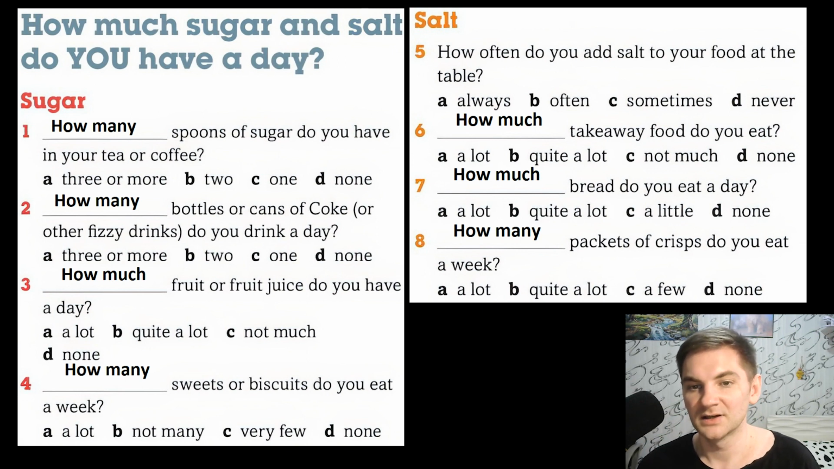And number 4. How many sweets or biscuits do you eat a week? I think I would choose C, very few. It's something like that. Salt. How often do you add salt to your food at the table? Sometimes, but yeah, I would choose sometimes. Not so often. Number 6. How much takeaway food do you eat? I would say it's something between not much and quite a lot. I think I will choose not much, C.